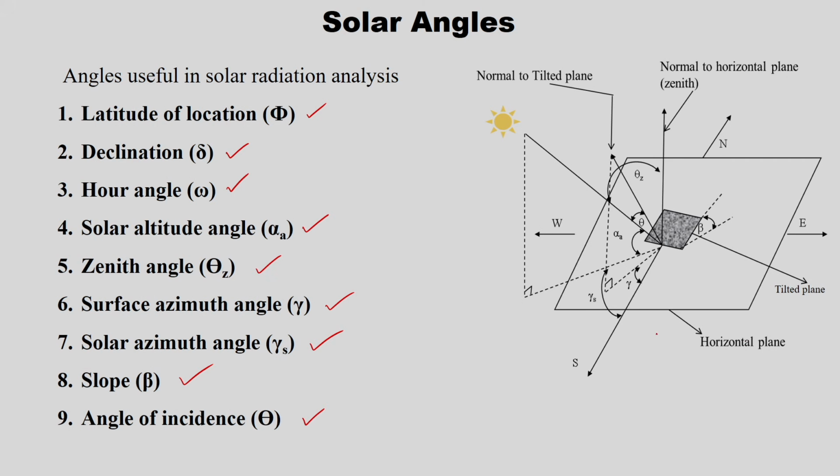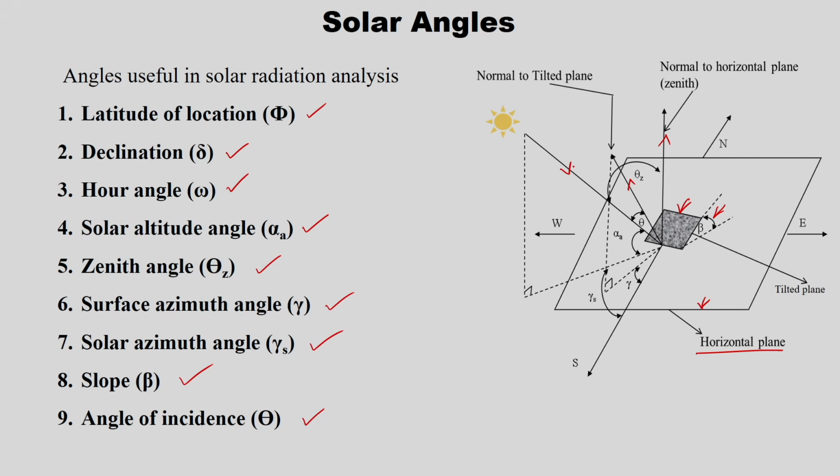This diagram shows the horizontal plane, which is this, and the tilted plane is where we tilt the plane to absorb maximum solar radiation. That angle is the tilt angle, which we call beta. This particular line is normal to the horizontal plane, which we call the zenith, and this particular line is normal to the tilted surface, based on which various angles are defined. We will see them one by one.